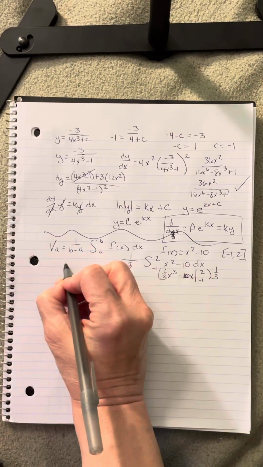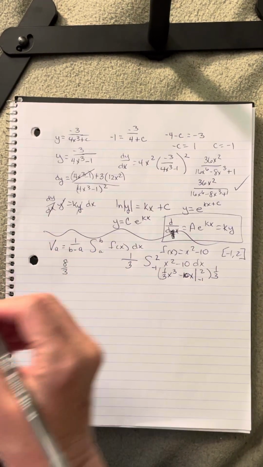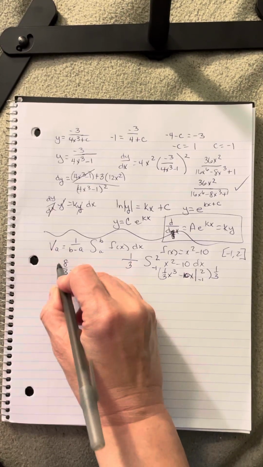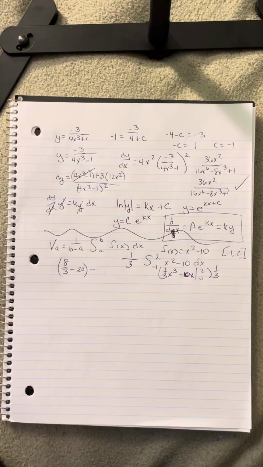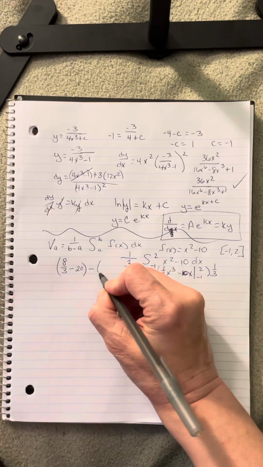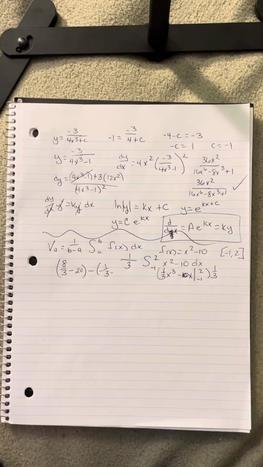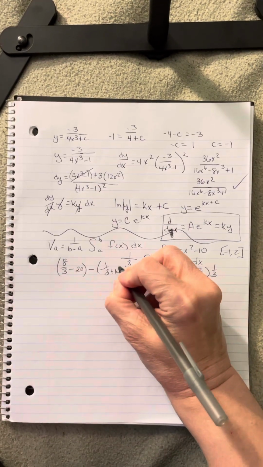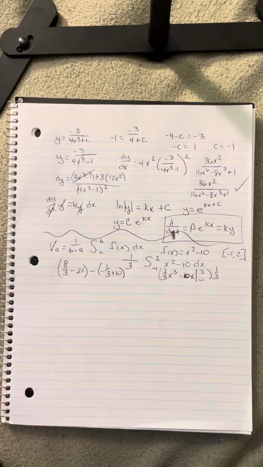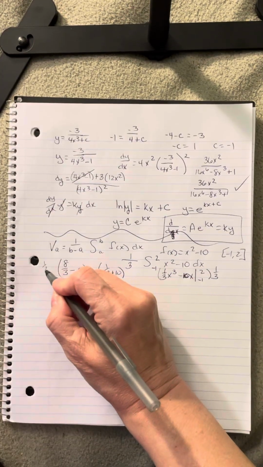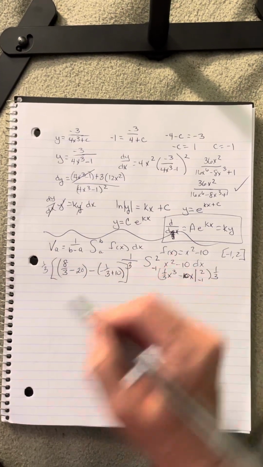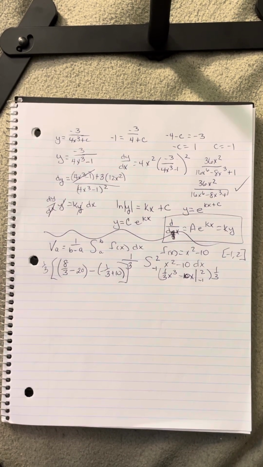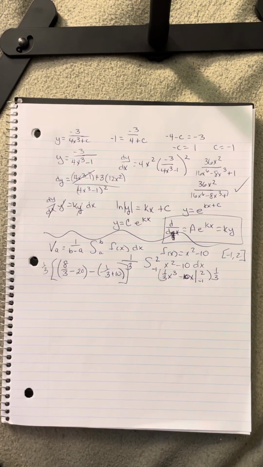So we now have 8/3 minus 20. And then minusing from that the smaller number, -1. So that's -1/3 plus 10 because of the sign change. And we're still multiplying all of that by the 1/3, so technically that should be like in a bracket. I started to say common denominator, but basically you can do that on a calculator.